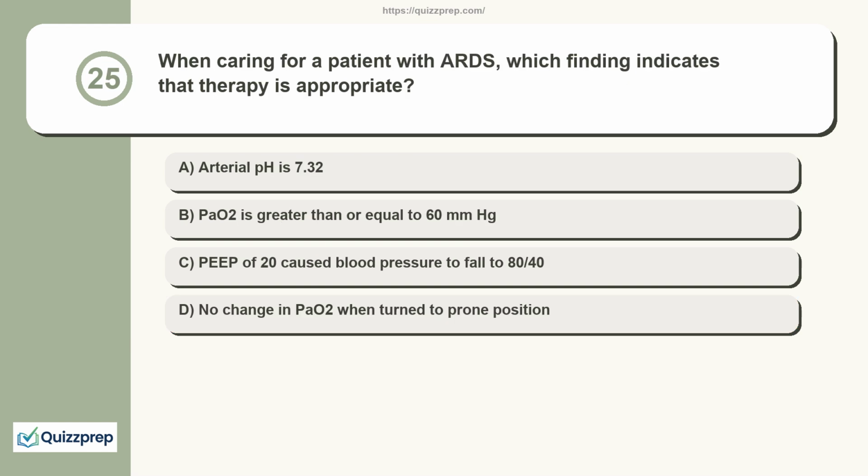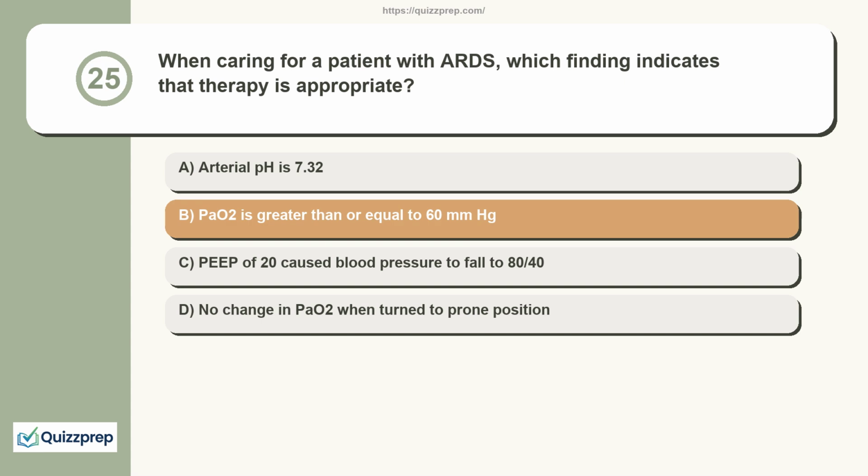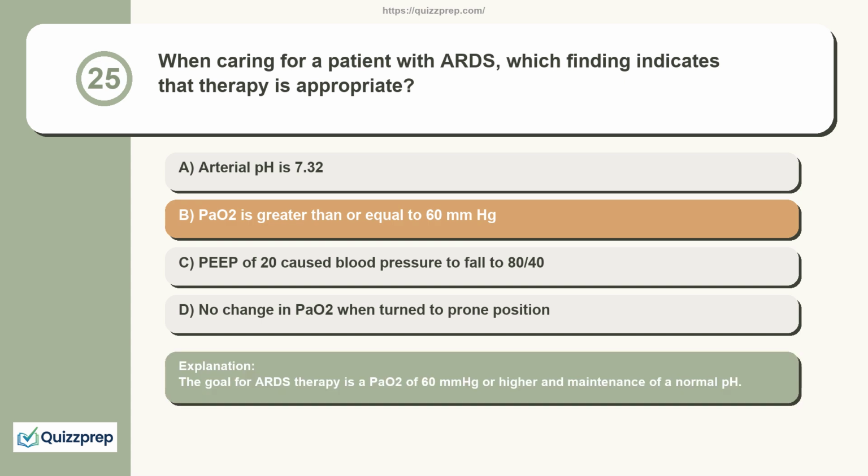Question 25. When caring for a patient with ARDS, which finding indicates that therapy is appropriate? Arterial pH is 7.32. PaO2 is greater than or equal to 60 mmHg. PEEP of 20 caused blood pressure to fall to 80/40. No change in PaO2 when turned to prone position. The goal for ARDS therapy is a PaO2 of 60 mmHg or higher and maintenance of a normal pH.